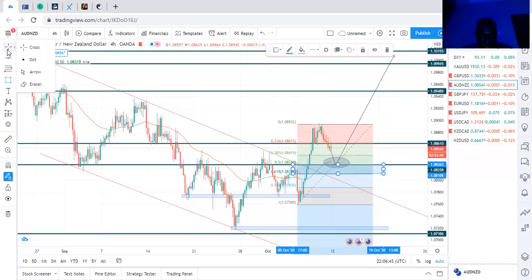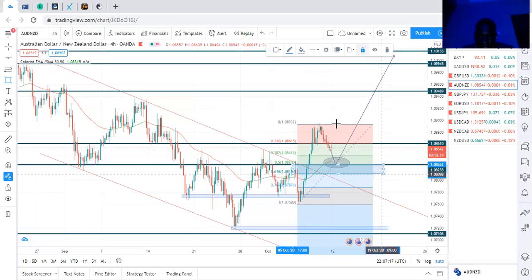Here you can see I took my Fibonacci from the swing low to the swing high to get my numbers. As you can see, these are the numbers: 23%, 38%, 50%, 61.8%, and 50% in between. That is the golden zone. That is what I marked up here. So this thing here is a golden zone for me. As you can see, I use this tool to mark it up.